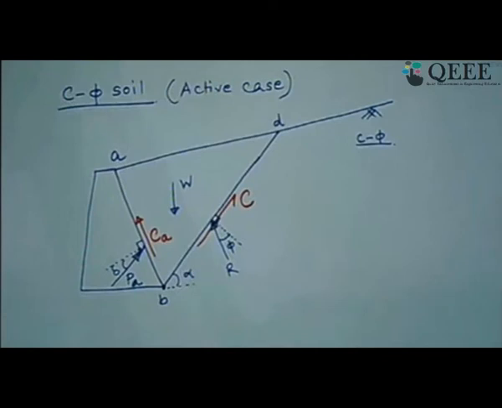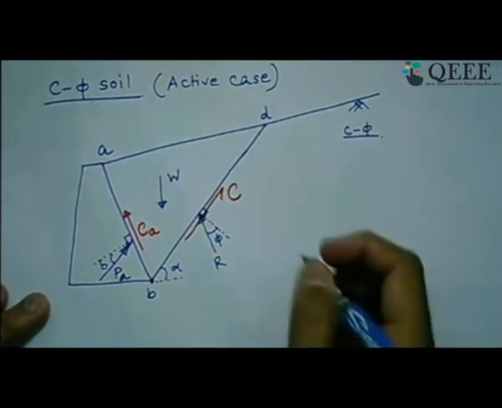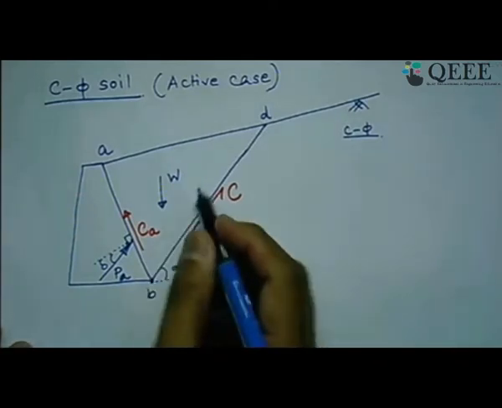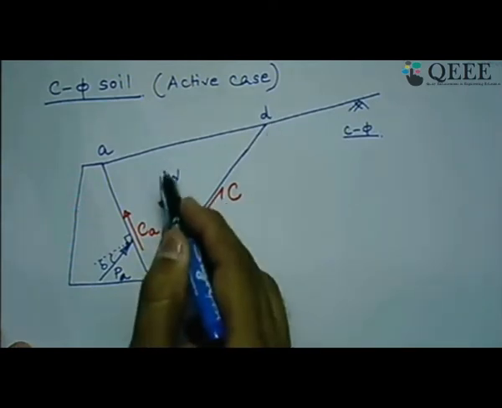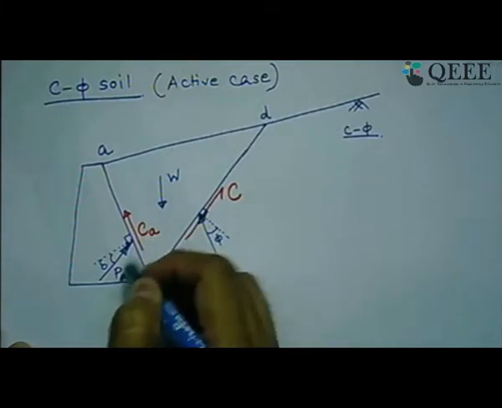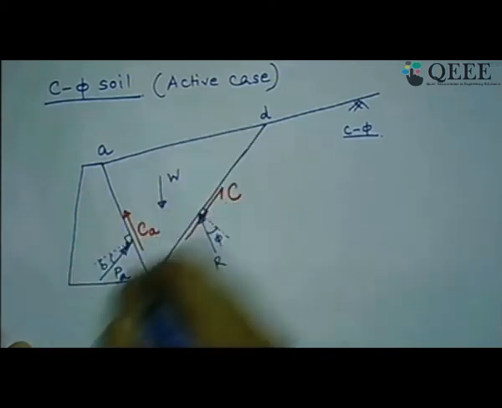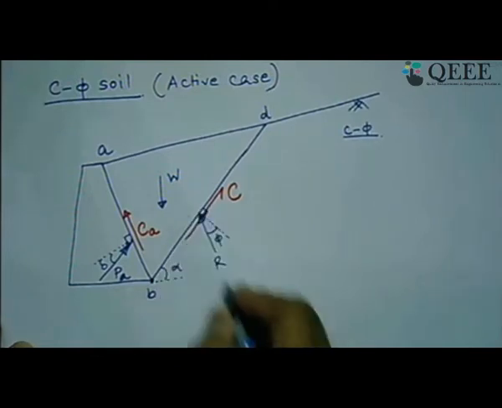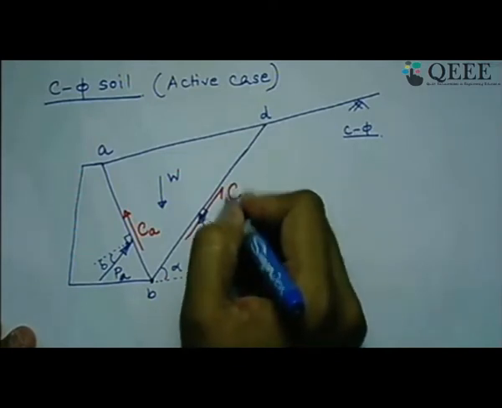So what will be the change in our force polygon now if we want to draw the force polygon, because that is the basis of Coulomb's analysis and Culmann's graphical construction also. So in this case, what are the things known? Let us see again. Earlier we have seen for W, for a chosen failure plane, we know its value as well as its direction. For PA, we don't know its value, we only know its direction. That means it will always be in this line, which is at an angle of delta with respect to the normal. For R also we know only the direction, we don't know its value. But for C, we know both value and direction.